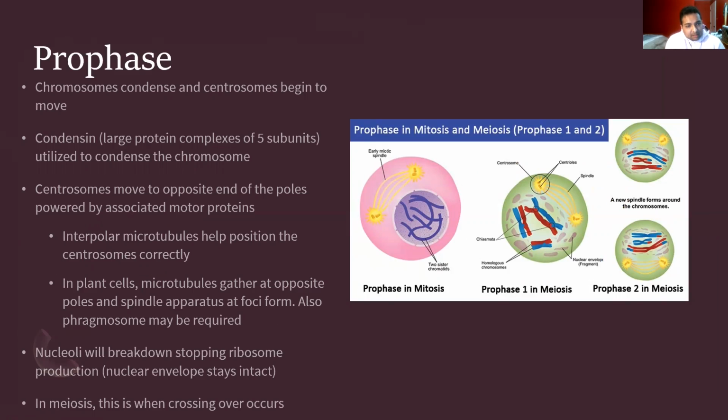Okay, so what's actually happening in the prophase? And again, this is a combination of mitosis and meiosis ones. Chromosomes condense and centrosomes begin to move. So this is essentially saying, okay, we are getting ready to split these chromosomes apart. Condensin, which is a large protein complex of 5 subunits, each subunit can be different in different organisms to cater to specific needs of those cells, is utilized to condense the chromosome.